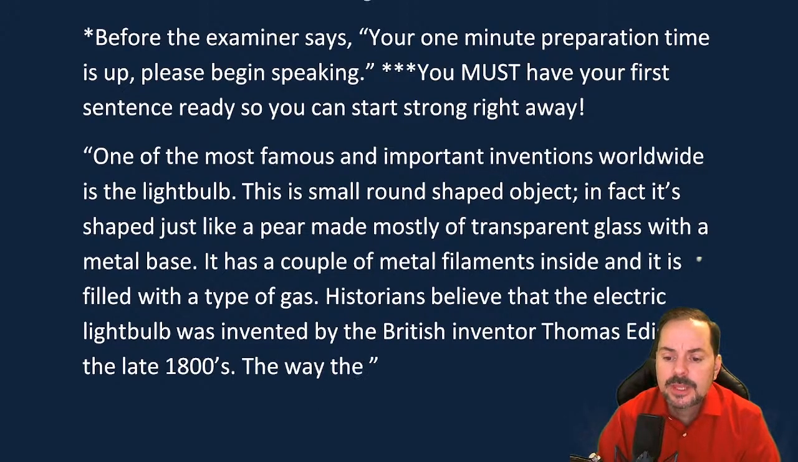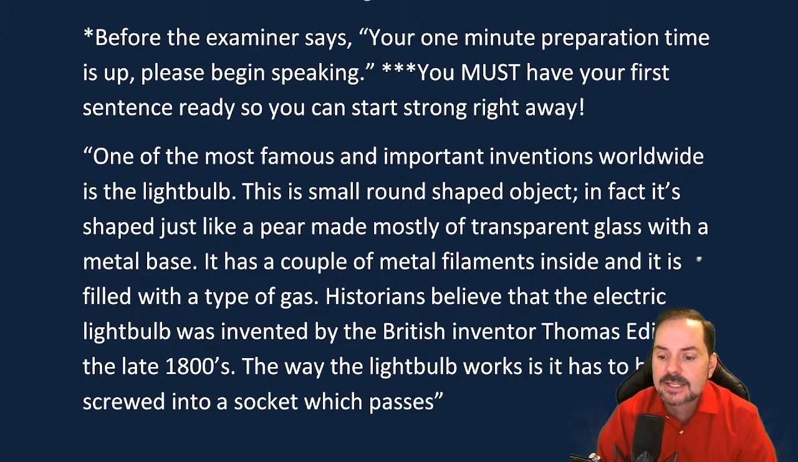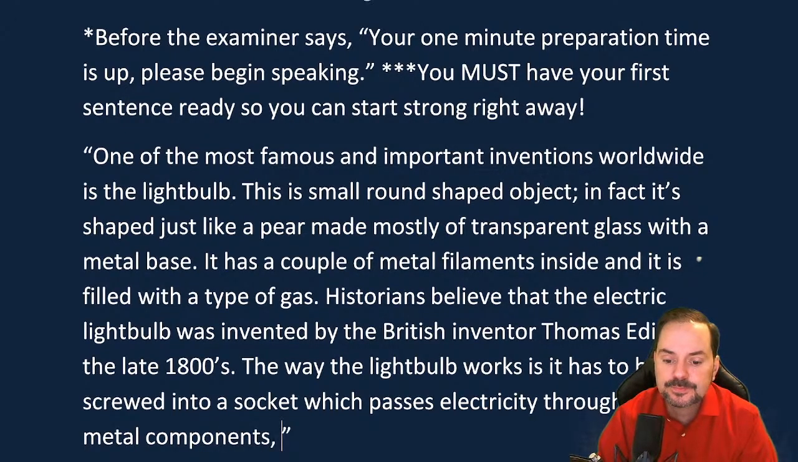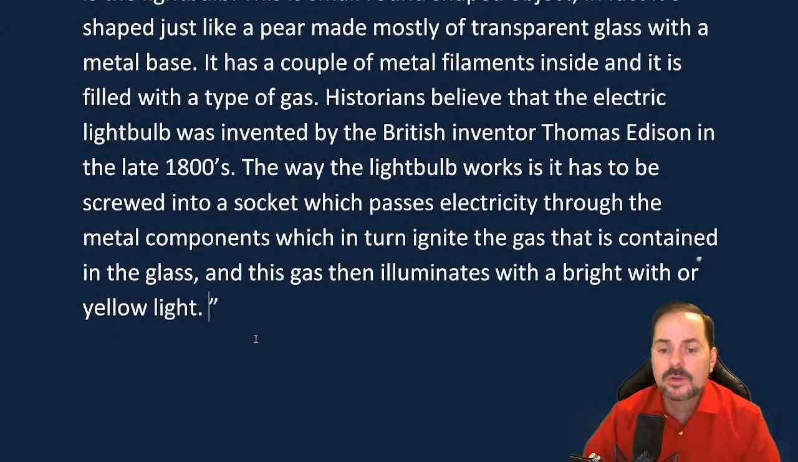So the way the light bulb works is it has to be screwed into a socket, which passes electricity through the metal components, which in turn ignite the gas that is contained in the glass, and this gas then illuminates with a bright white or yellow light. Okay, so again, using your own words, right? It doesn't have to be exactly like mine. Use your own words to describe how the light bulb works.